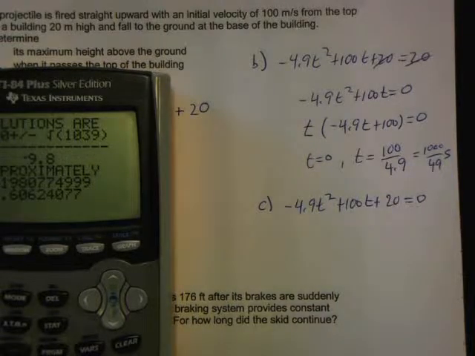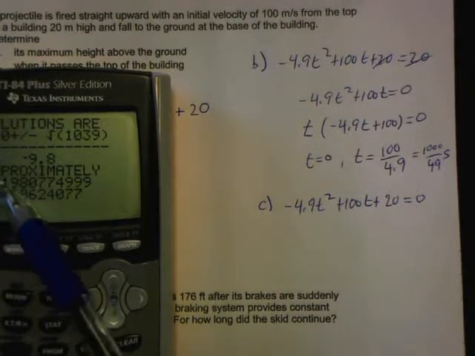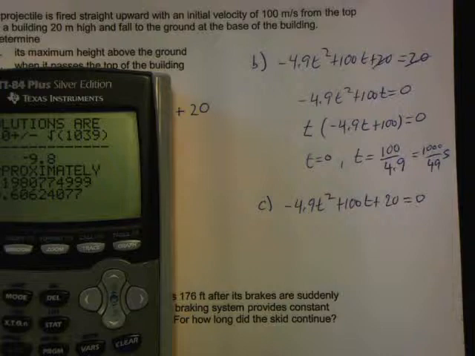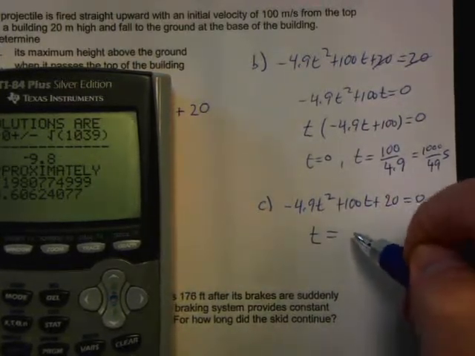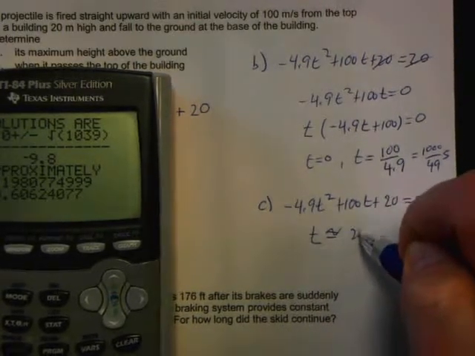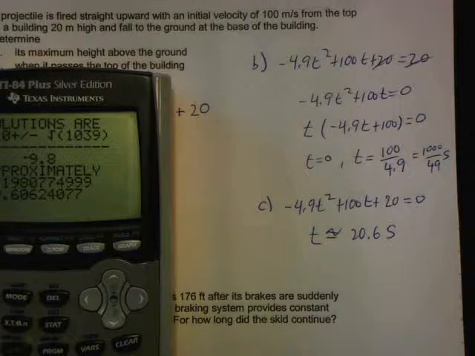So it hits the ground at approximately 20.6 seconds or negative 0.198 seconds. One of those answers is not good. Which one do you like? Negative is not good. So t equals approximately 20.6 seconds. Happens to be exactly negative 10 plus the square root of 1,039 over negative 9.8, if you want the exact answer.